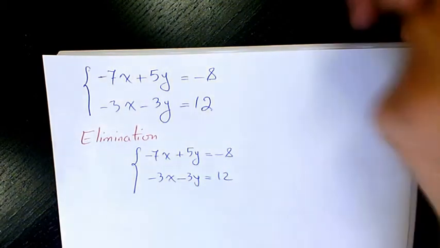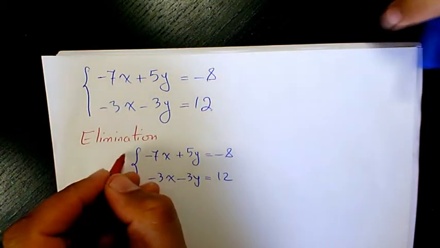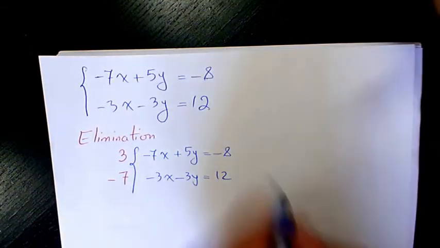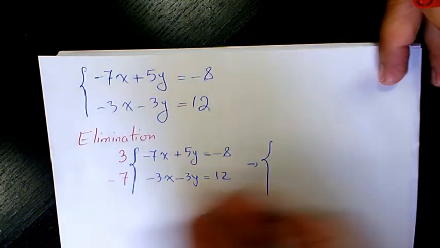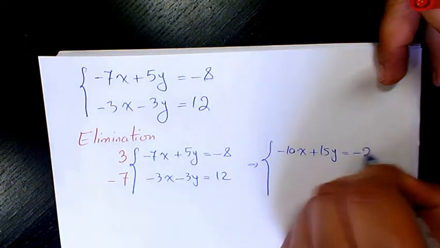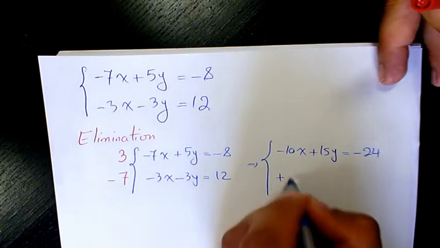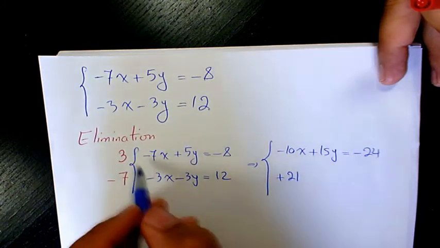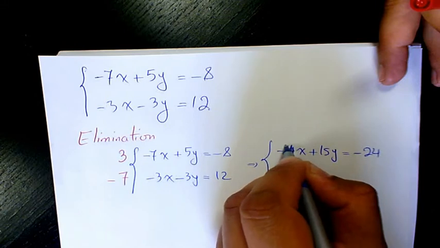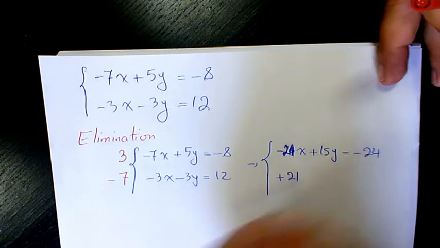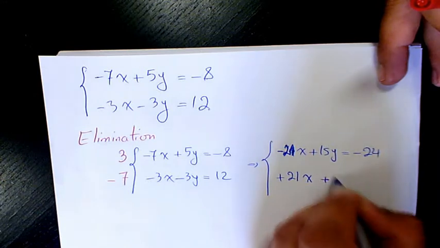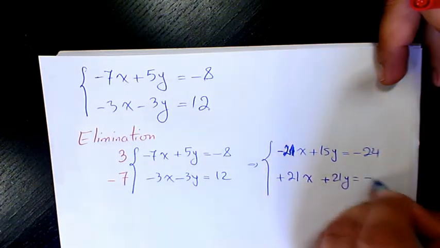For example, I want to eliminate x. So I multiply the first one by 3 and multiply the second equation by negative 7. So this is going to be negative 21x plus 15y equals negative 24. 3 times negative 7 is going to be negative 21. Why did I write 10? Negative 21. And here we have positive 21x plus 21y equals negative 84.